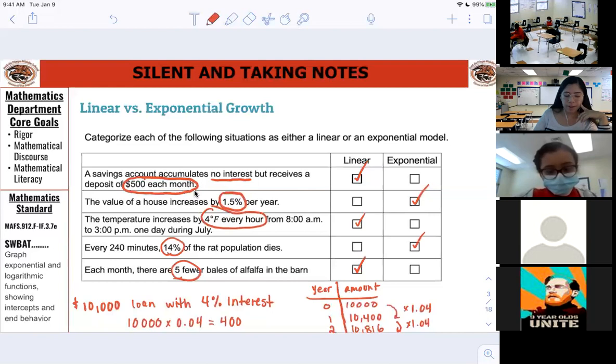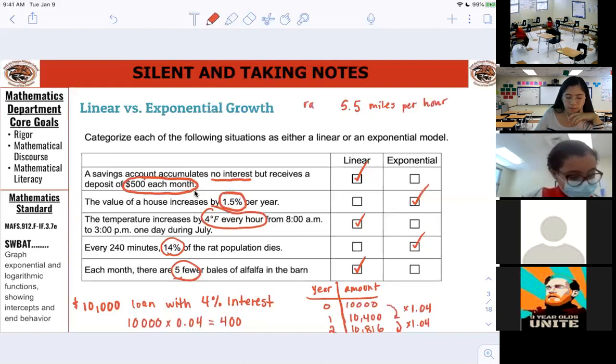But be careful, because what if I said the girl is running at a rate of 5.5 miles per hour? Linear? How do you know that's linear? Because you're telling me it's not always exponential. Can you repeat that? So the situation would be Leslie runs at a rate of 5.5 miles per hour. Oh, that's something constant that keeps being added, because it's the adding per hour.